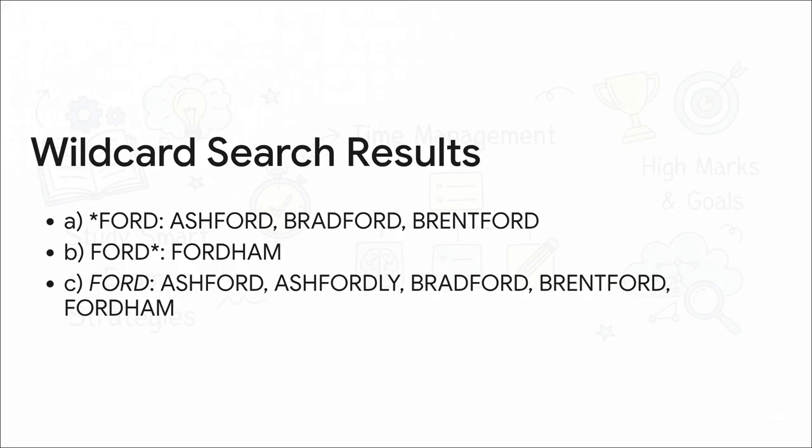Okay, so precision here is everything. For option A, asterisk Ford, the system is looking for anything ending in Ford. So the correct output is Ashford, Bradford, and Brentford. A ton of students miss Brentford here because they rush and forget to double-check their logic against the raw data table. For option B, Ford asterisk finds towns starting with Ford, so just Fordham. And option C, asterisk Ford asterisk, finds the word Ford anywhere in the text, pulling in all 5 of those towns. If you miss just one of these outputs because you rush the read, you're dropping a super easy mark.